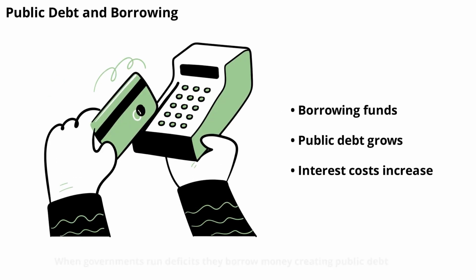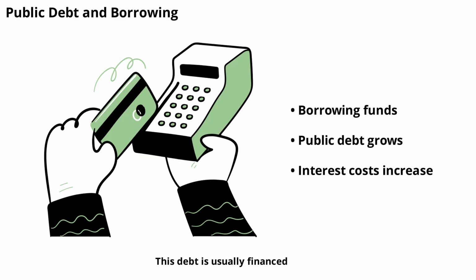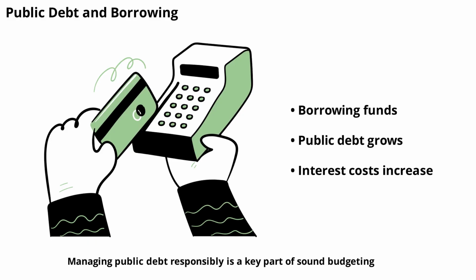When governments run deficits, they borrow money, creating public debt. This debt is usually financed by selling government bonds to investors. While borrowing can help fund important investments, too much debt can become a burden, leading to higher interest costs and less flexibility in future budgets. Managing public debt responsibly is a key part of sound budgeting.